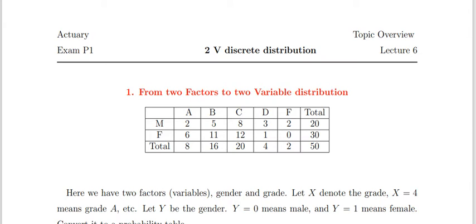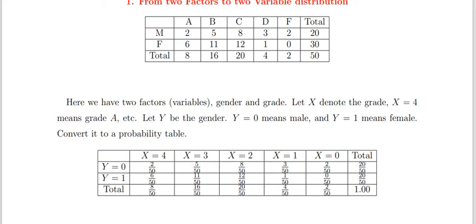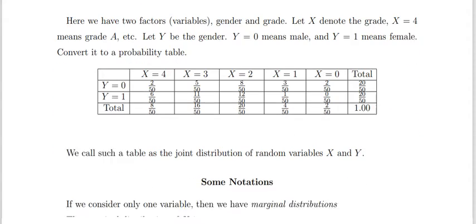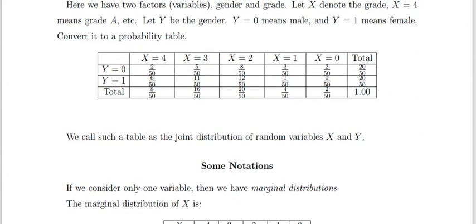Two variables just come from two factors. We split all people by two factors, like by gender, male and female, or by another one, grades. Some people are A, some people are B. So we split all people by the two factors, and we can have such a table. We can change this table into probabilities: if we divide by the total of 50, then we have the probability table.